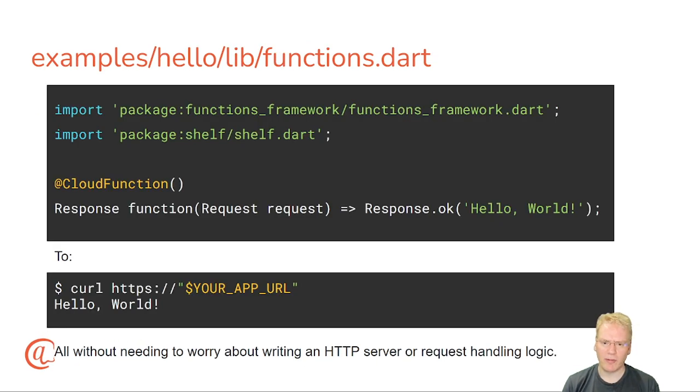So from the examples, really a hello world kind of example here, just importing a couple of things: the functions framework itself and a package called shelf. We're then declaring a cloud function and saying that the response from that function to a request is going to be response.ok hello world. Having then built that, we will get from the build process an app URL. And from a command line, we can run curl against that app URL and we will get back hello world. All of that's been done without any need to worry about writing an HTTP server or request handling logic or any of that plumbing kind of work. That's all just been taken care of. And that leaves developers to simply concentrate on their application, the data management that's going on within it, and the business functionality provided.